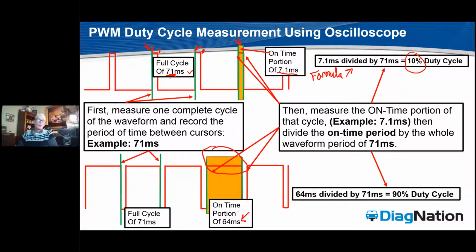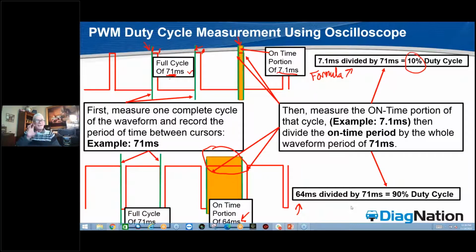and we get 64 milliseconds. Still a smaller number than the 71. So we're going to simply do this math right here: 64 milliseconds divided by 71 milliseconds equals your 90% on time. So that is the down and dirty simple way to get the answer on your pulse width using an oscilloscope.